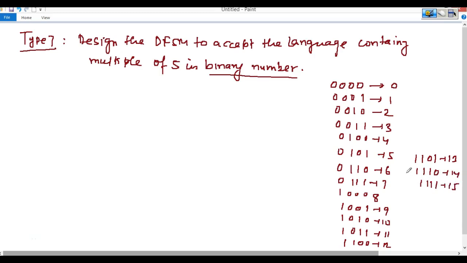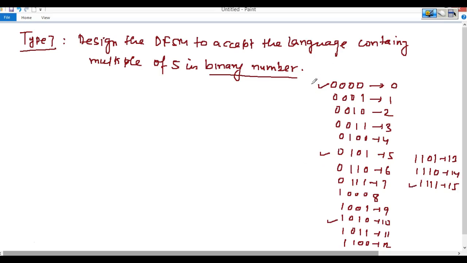Up to here, you do it. Then which one should be the final state? This 0 should be the final state, because it is a multiple of 5. So this should be accepted. 5 should be accepted, 10 should be accepted, and this 15 should be accepted.